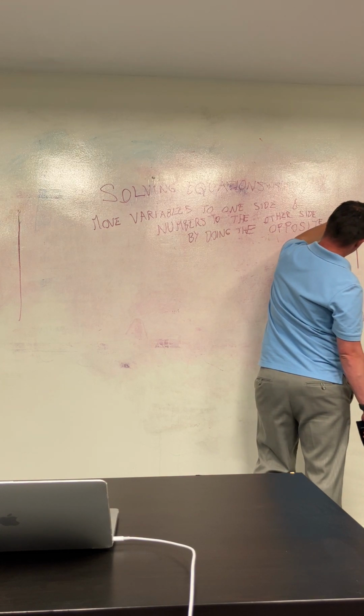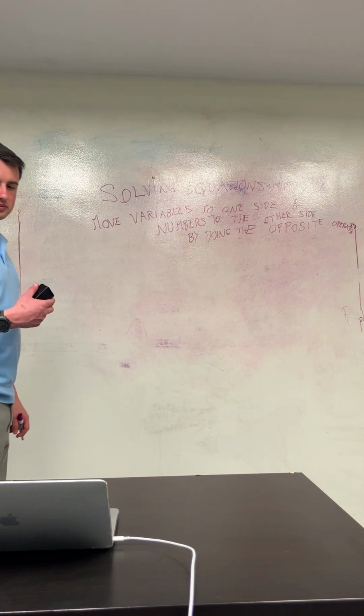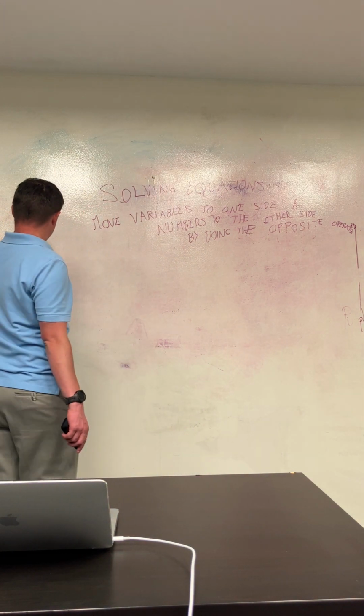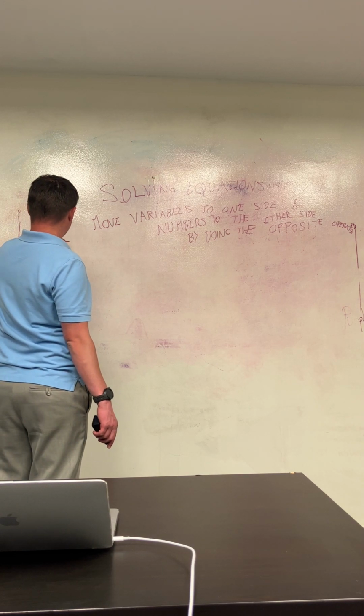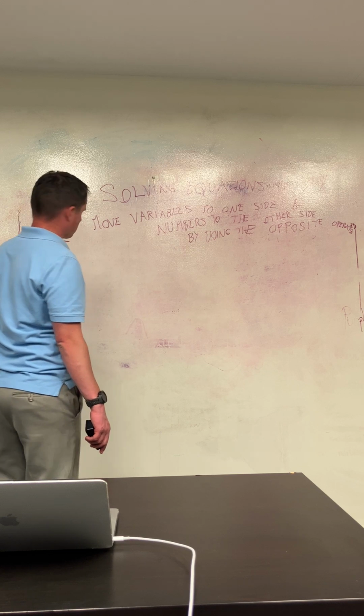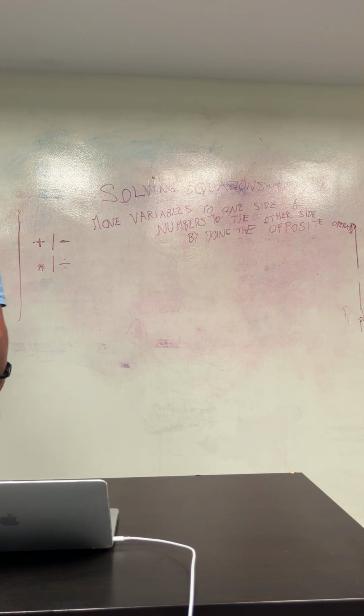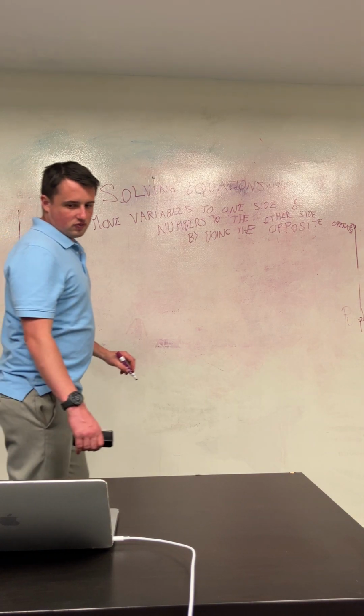So that stays in camera, but in the opposite operation. My hand's gonna fall off. So what are the opposites? Subtraction and addition are opposites from each other. Multiplication and division are opposites from each other. So let's show an example of what this looks like.